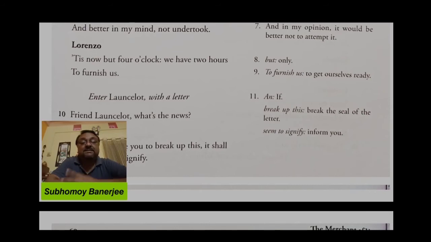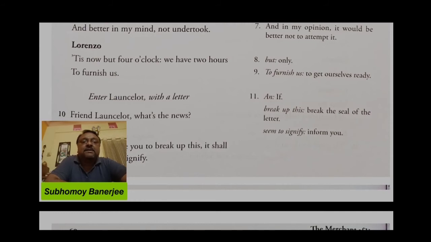But Lorenzo is desperate. He has to somehow get Jessica and run away. So Lorenzo says, "'Tis now but 4 o'clock. We have 2 hours to furnish us." It's 4 p.m., 4 o'clock in the afternoon, and supper is around 6 p.m. So we have 2 hours in hand, so we can easily make preparations. 2 hours is a lot of time.